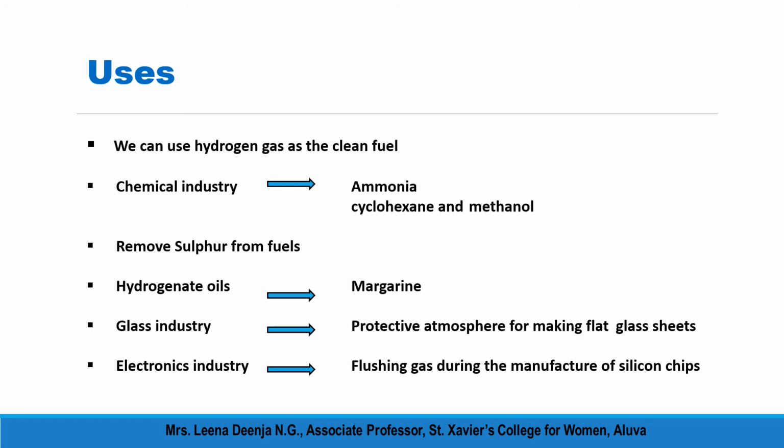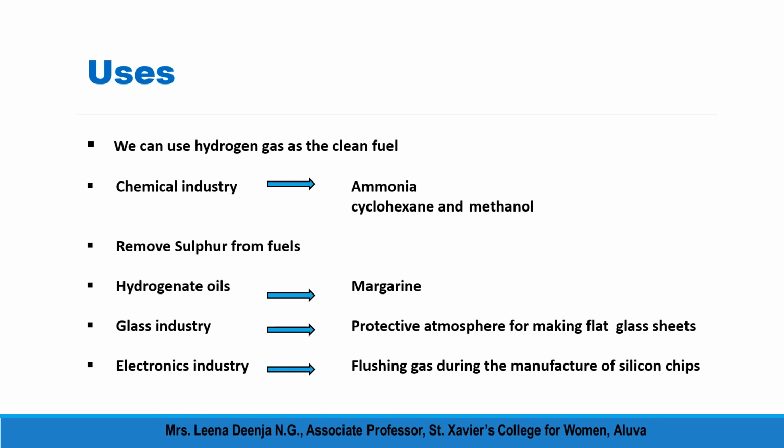Next, we consider the uses of hydrogen gas. We can use hydrogen gas as a clean fuel. In the chemical industry, it is used to make ammonia for agricultural fertilizer and cyclohexane and methanol, which are the intermediates in the production of plastics and pharmaceuticals. It is also used to remove sulfur from fuels during the oil refining process.